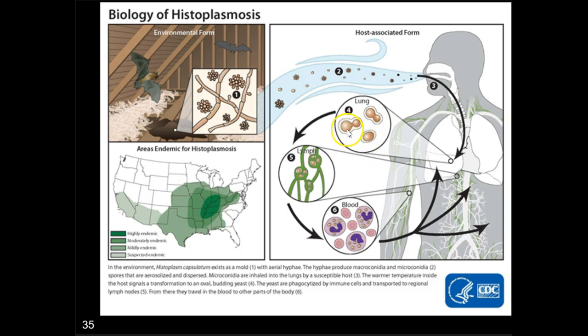And this new form is a budding yeast. And you can see that this budding yeast here also has a capsule. The yeast are phagocytized by immune cells and then transported to regional lymph nodes.